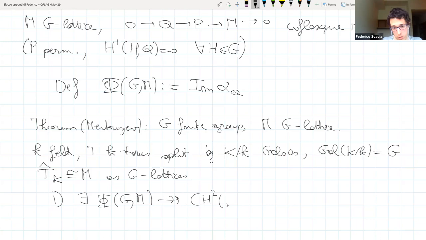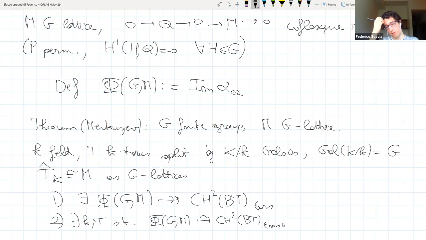I'm fixing G and M, and then I say that for any K and T, there's always a surjection. And then the second part is I can choose K and T such that the map above is actually an isomorphism. And to choose it, basically one takes a generic torus. In some sense it's the most complicated torus that one can cook up, and it satisfies this isomorphism.